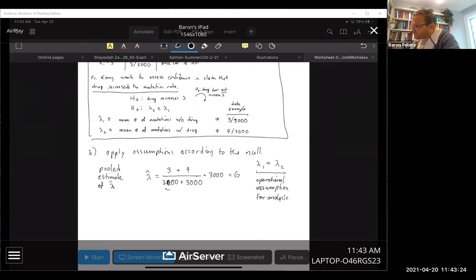Okay, so this is a pooled estimate based on 2 experiments for the mean number of mutations in an experiment with 3,000 trials.